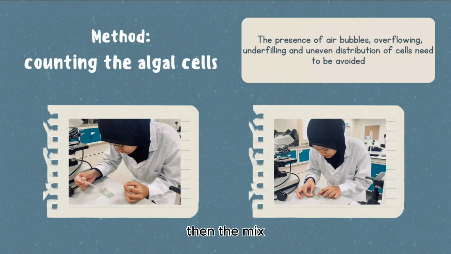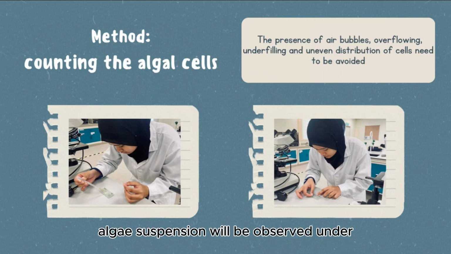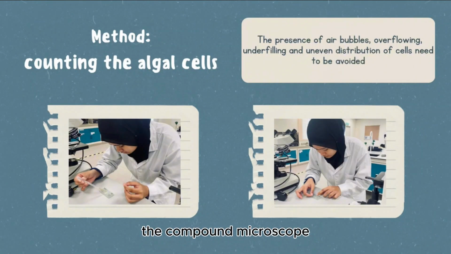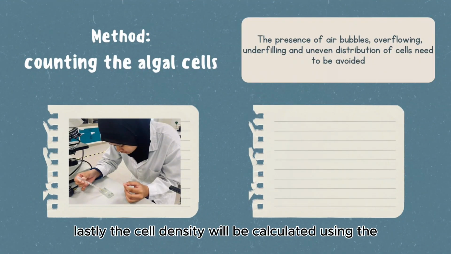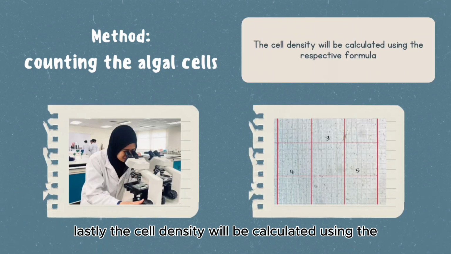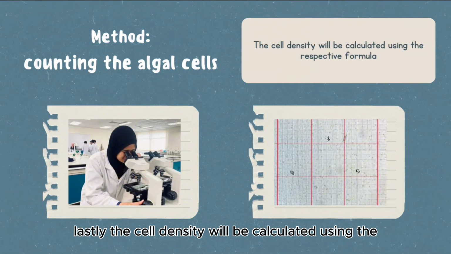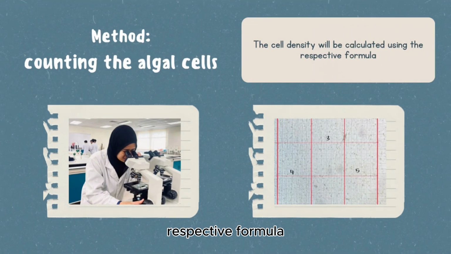Then, the mixed algae suspension will be observed under the compound microscope. After that, the picture was taken as a result. Lastly, the cell density will be calculated using the respective formula.